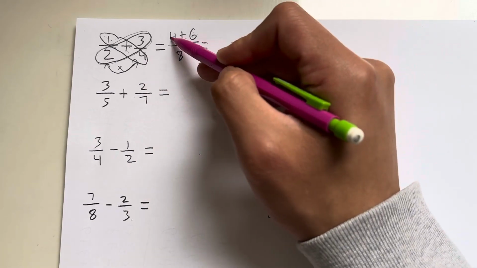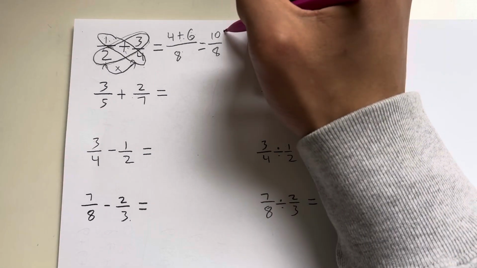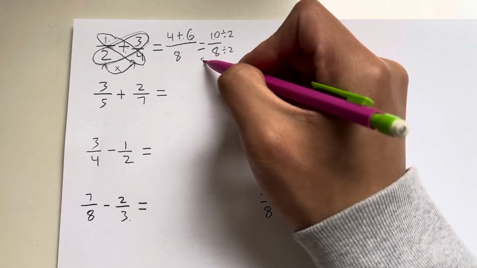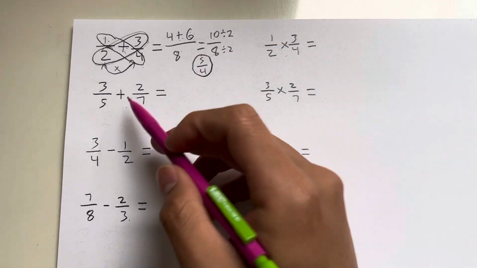So simplifying that, 4 plus 6 is going to give me 10 over 8. And I can simplify 10 over 8 by dividing both the 10 and the 8 by 2. 10 divided by 2 will give me 5, 8 divided by 2 will give me 4, and 5 over 4 is my answer. Now, moving on to this, same idea.